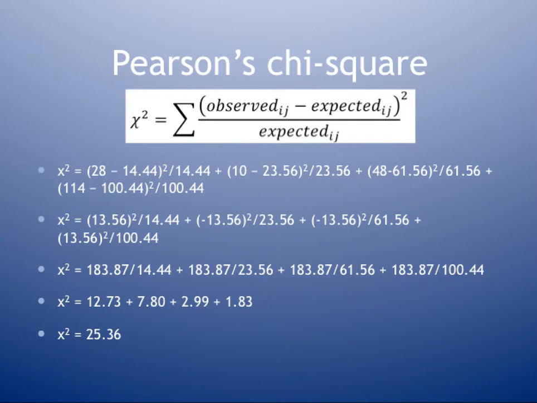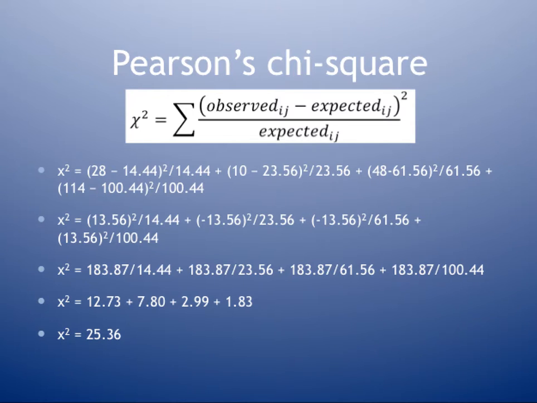This part, yes, is a little bit annoying, but that's how it goes. And in the end, you have to do what's in the parentheses first, then you have to square it, then you do the division, then you add each of those together. You will end up with a chi-square value.